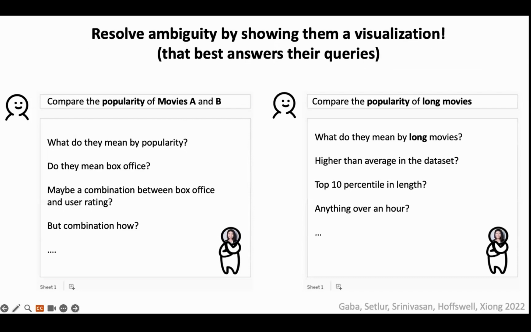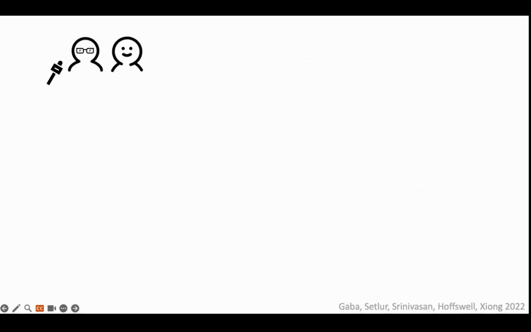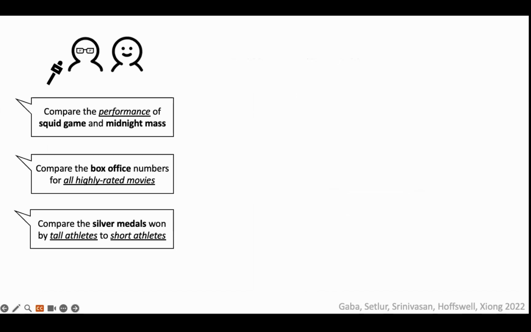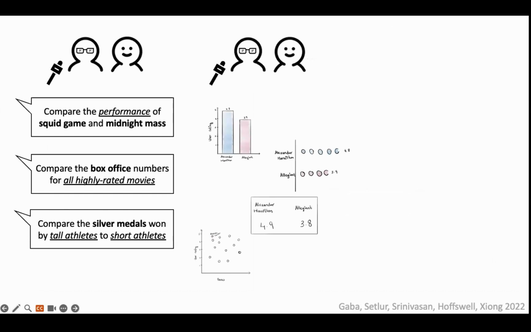And so what we're trying to do is resolve ambiguity by showing people visualizations, which is also ambiguous, and just let the ambiguity kind of account for itself. So we interviewed a bunch of Tableau users, and asked them: imagine you're a computer, what would you do if you encounter these really vague user requests in natural language?